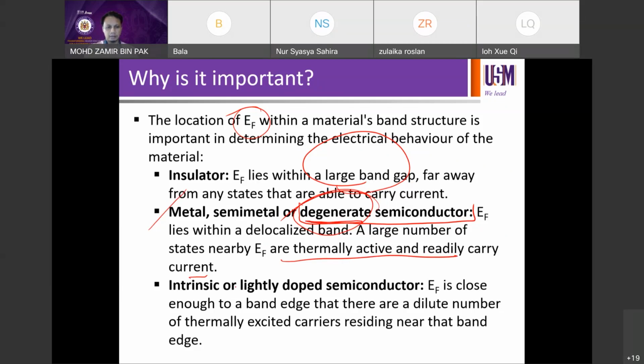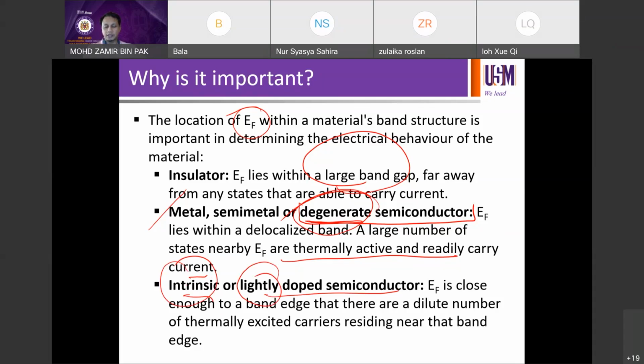For the third case, for intrinsic or lightly doped semiconductor, EF is close enough to a band edge that there are a dilute number of thermally excited carriers residing near that band edge. So if you talk about intrinsic, then EF is halfway through the band gap, or band gap divided by 2. But if you increase the doping level, the EF is going to move closer and closer to the band edge.